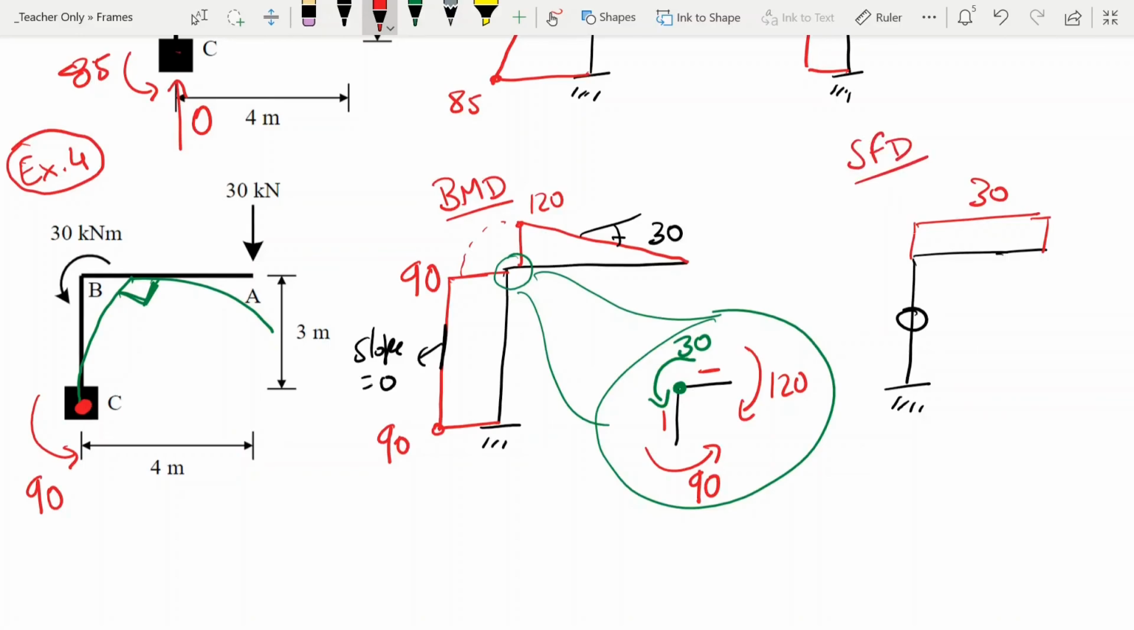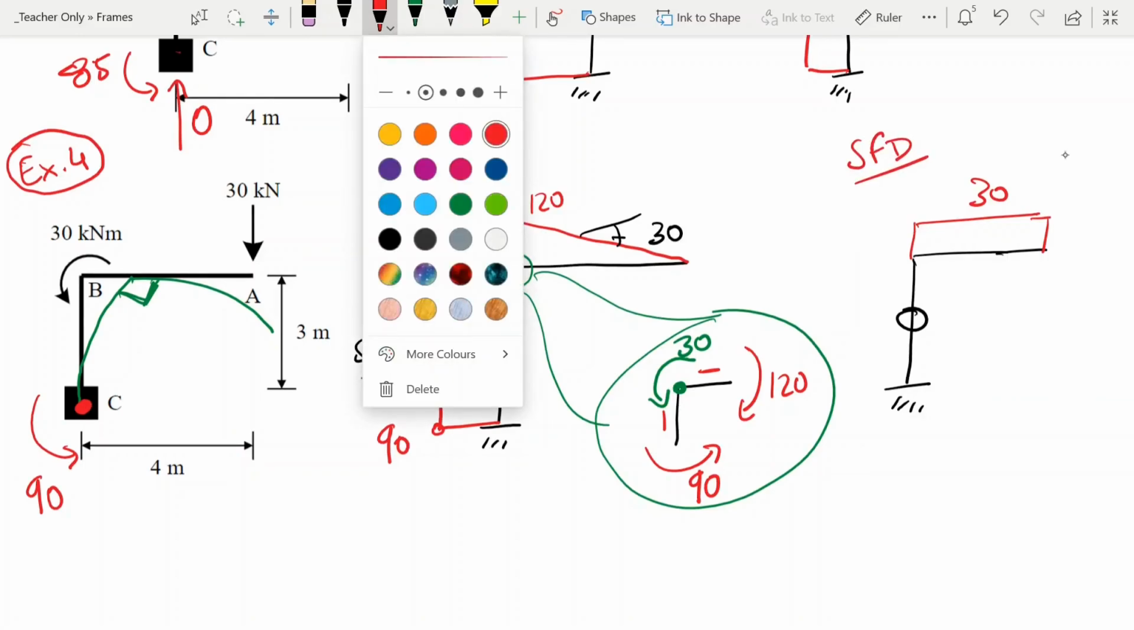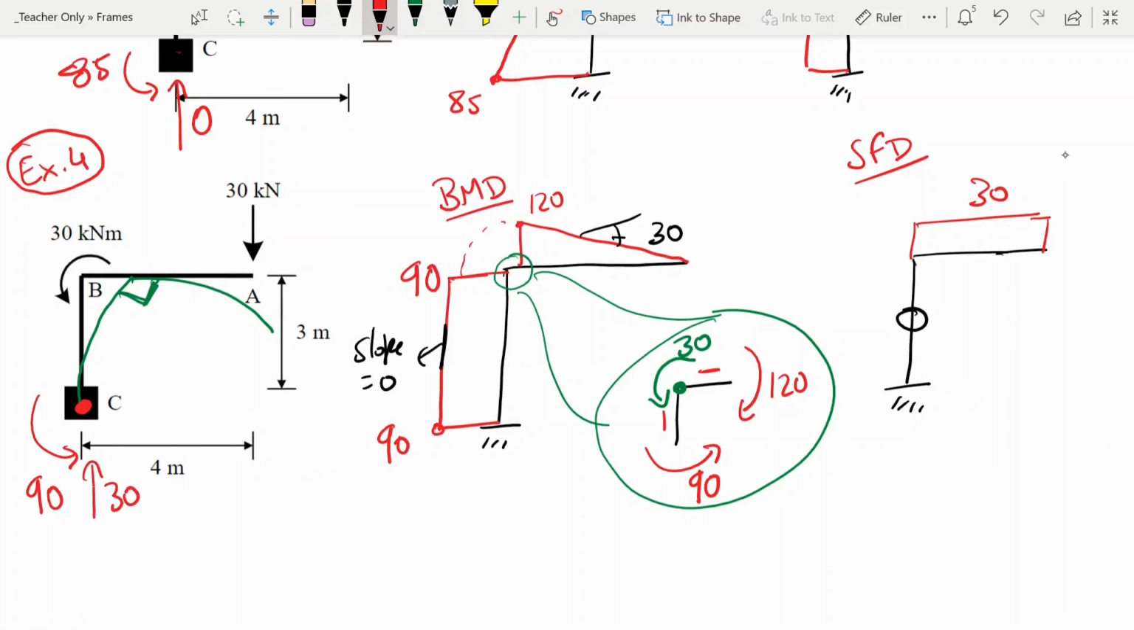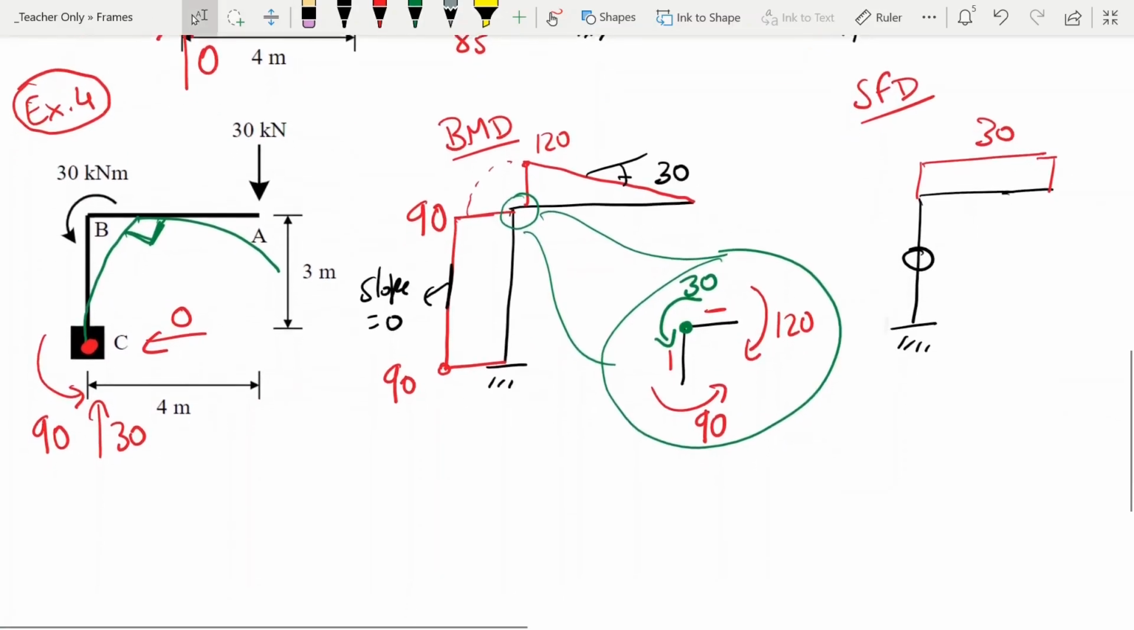Okay, let's just confirm this with the reactions. The vertical reaction here is indeed 30. And then the horizontal reaction is indeed 0 because we don't have any horizontal load. So this one here doesn't cause a shear force in BC. And then the load of 30 causes a shear force in AB. And this all makes sense. The deflection, the bending moment diagram, the shear force, and the reactions are all interconnected.